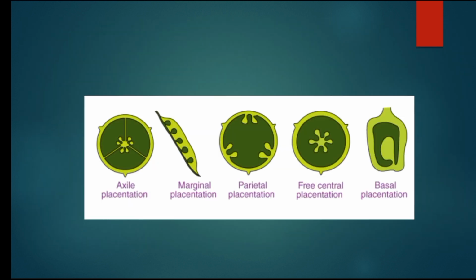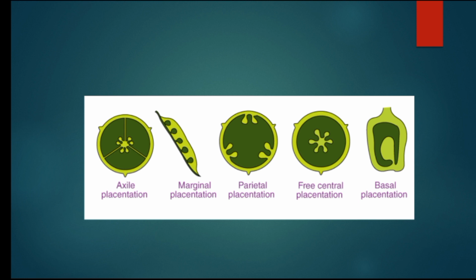Now see this diagram of the different placentations. The first diagram shows axial placentation, in which all the ovules are attached at the axis of the ovary wall or locules. In the second diagram, that is marginal placentation, the example is pea. In this diagram, the ovules are clearly distinct, attached at the margin of the ovary wall.